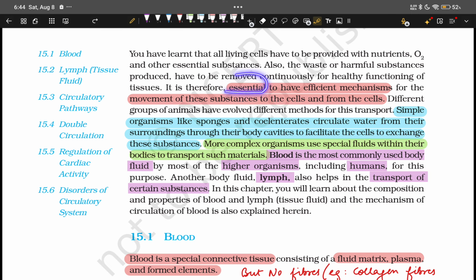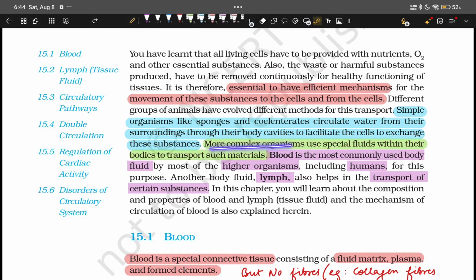So it's very essential for us to have an efficient mechanism for movement of these substances from cells and to the cells. Different groups of organisms have evolved different methods for transportation. For example, simple organisms like sponges and coelenterates circulate water from their surroundings through their body cavities to facilitate their cells to exchange these substances. So they use water from the surrounding for transportation and exchange in their bodies.